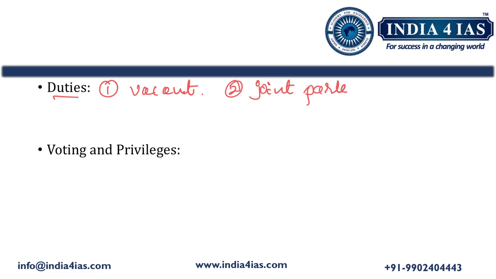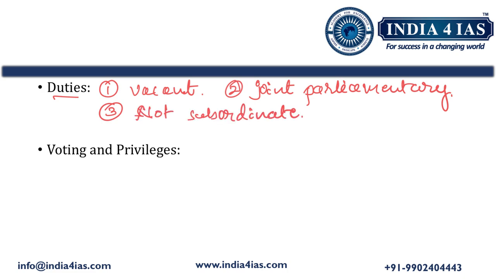So when both the houses sit combinedly, on such sitting, when the Speaker is absent, then the Deputy Speaker presides over such meetings. And the position of the Deputy Speaker is not subordinate to the Speaker. It is not subordinate. The Deputy Speaker is directly responsible to the House, but not responsible to the Speaker.